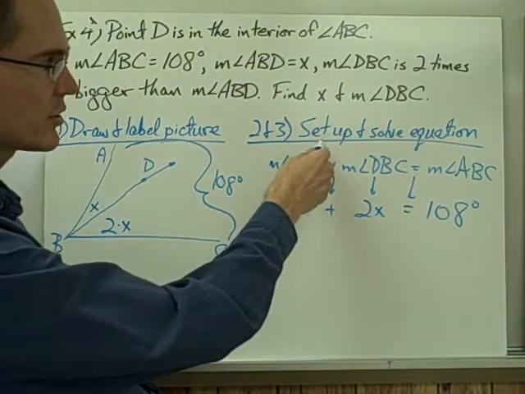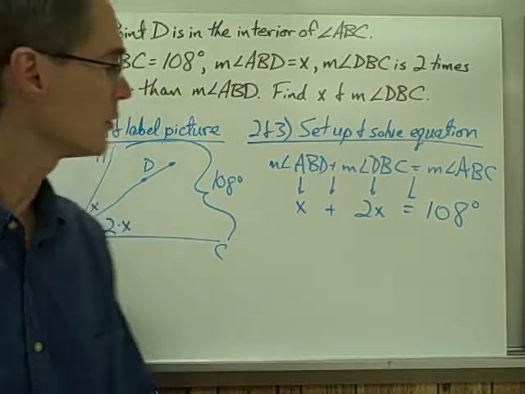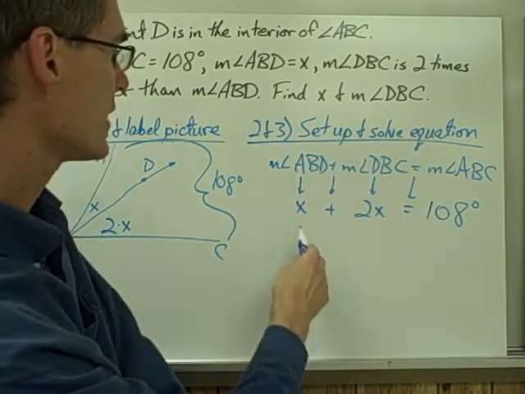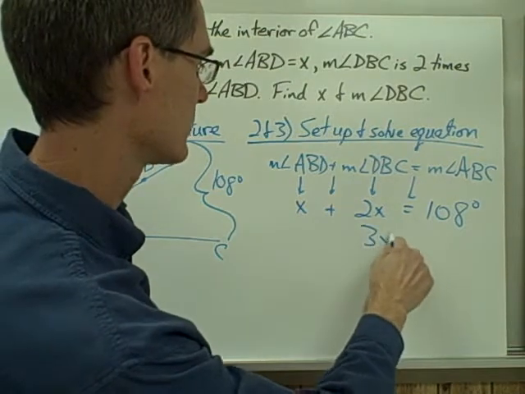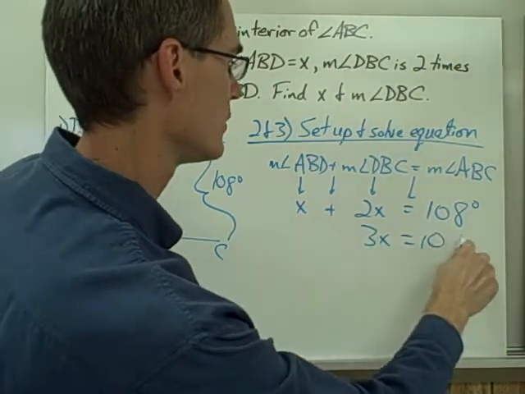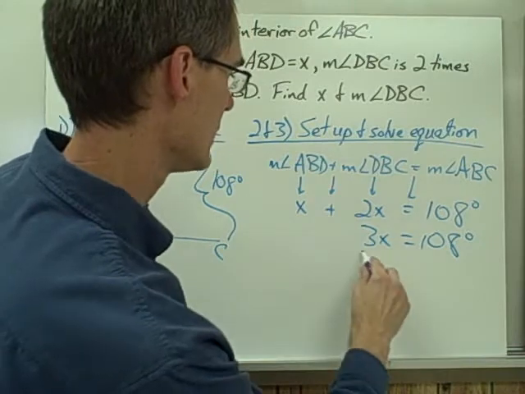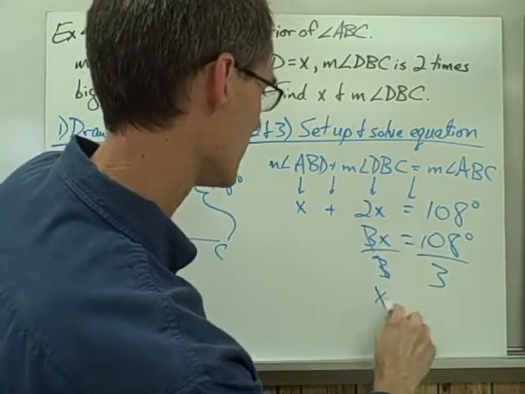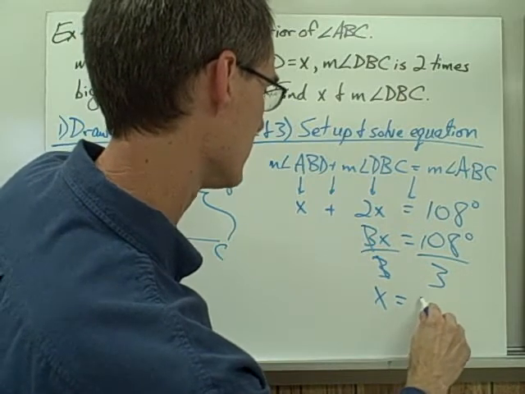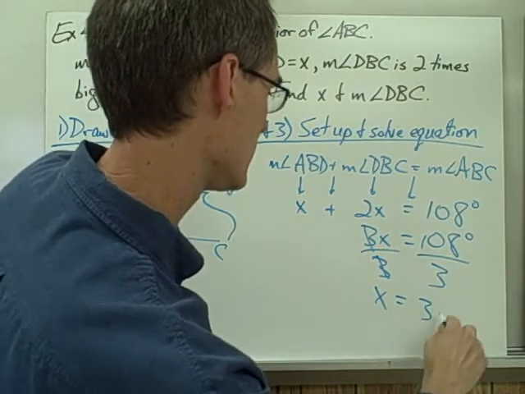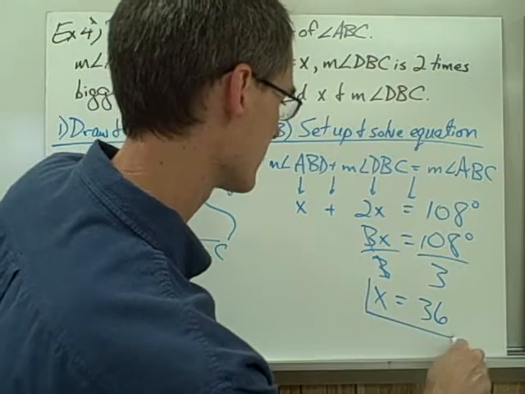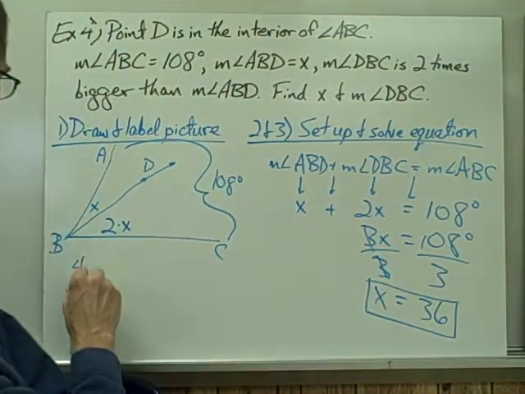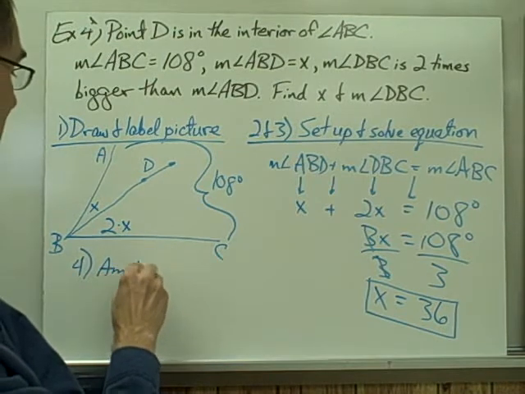So I've set up my equation using the problem-solving tool, the angle addition postulate, and now I just need to solve my equation. X plus 2x, that's 3x, equals 108. Divide both sides by 3, and that will give me, let's see, 3 goes into 18, x equals 36. Now, step number 4. Am I done?